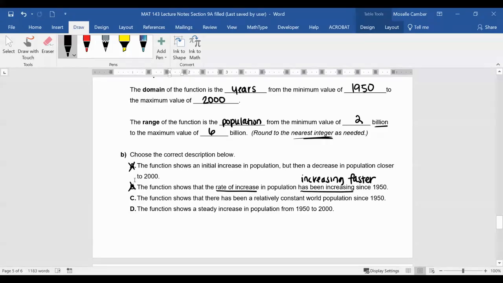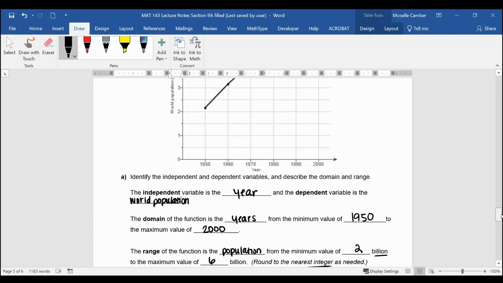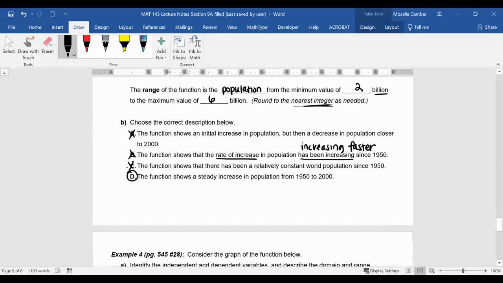For C, the function shows there's been a relatively constant world population since 1950. If there's a constant population, that means it's not increasing or decreasing at all, and that's definitely not true. So it should be D. The function shows a steady increase in population from 1950 to 2000. Again, we see it's increasing at almost the same amount each time, except for this little bit between 1970 and 80. So it is option D.